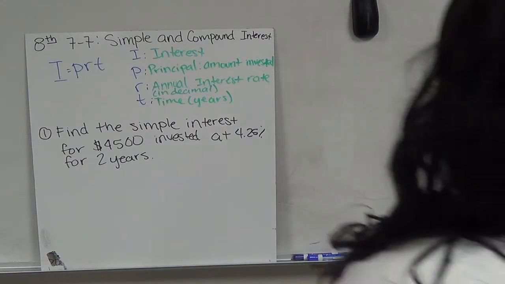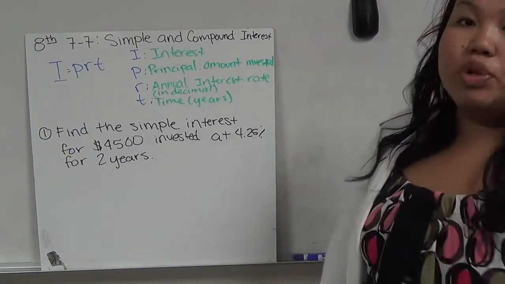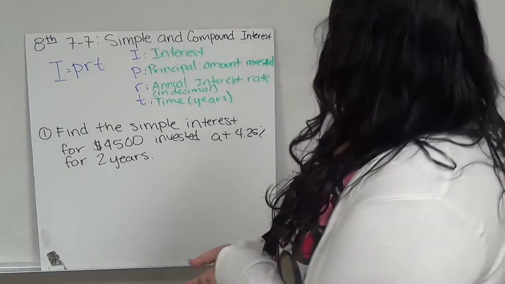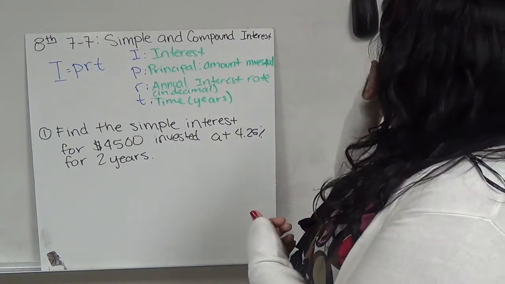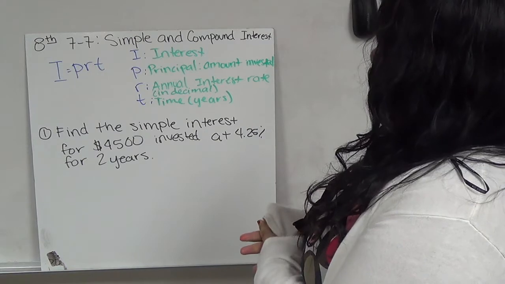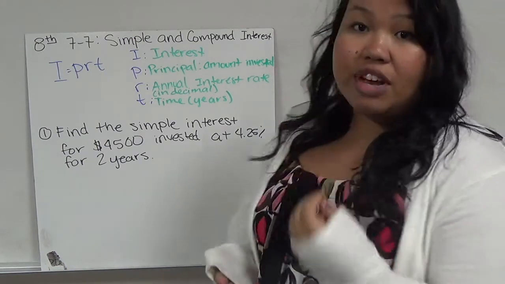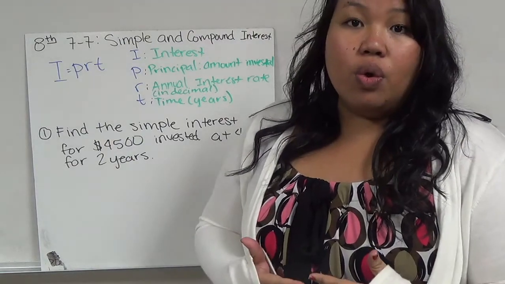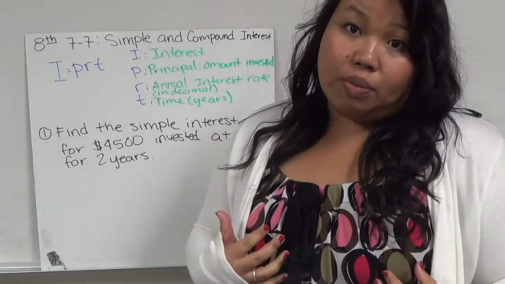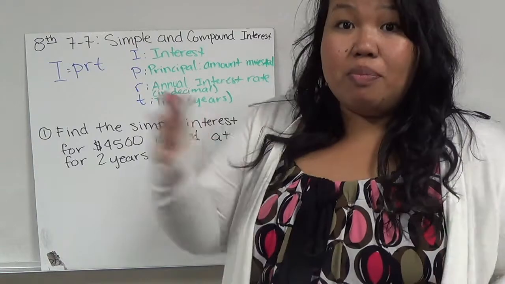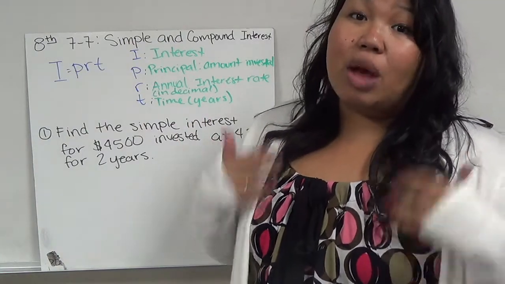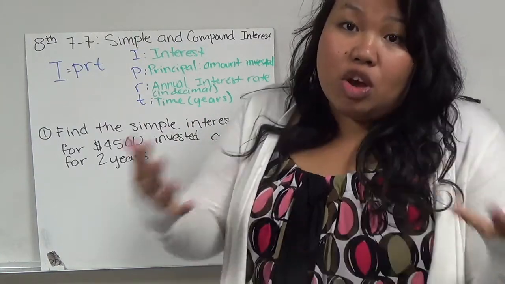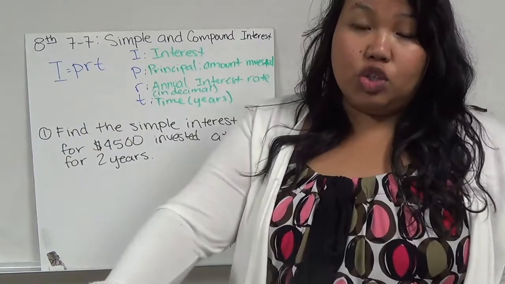For 8th grade, section 7.7, we're dealing with simple and compound interest. In this case, there are times where we're going to invest money. Simply put, if you borrow money from someone and you pay them back monthly, you're not just paying them back how much you owe them, but you're giving them an extra amount of interest.